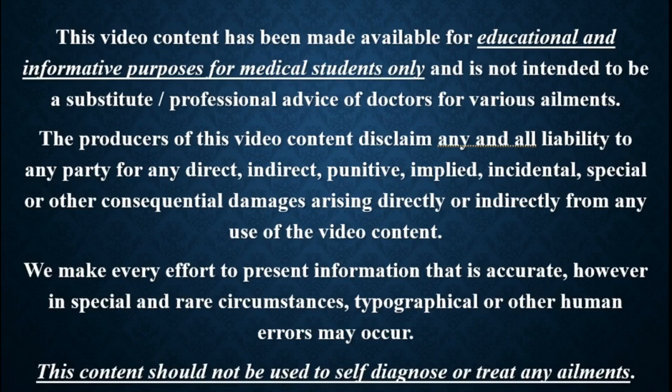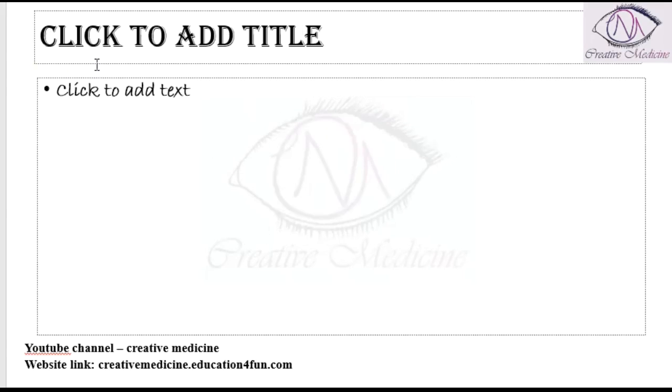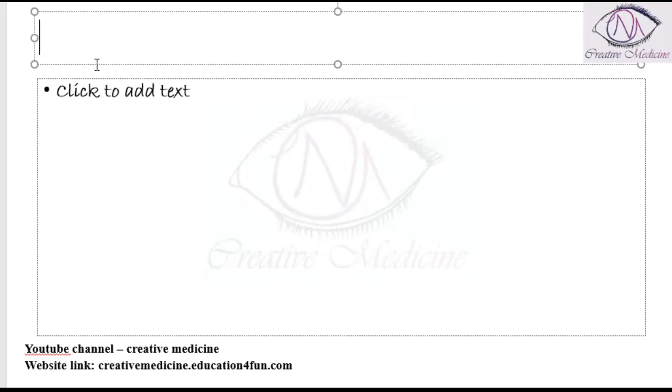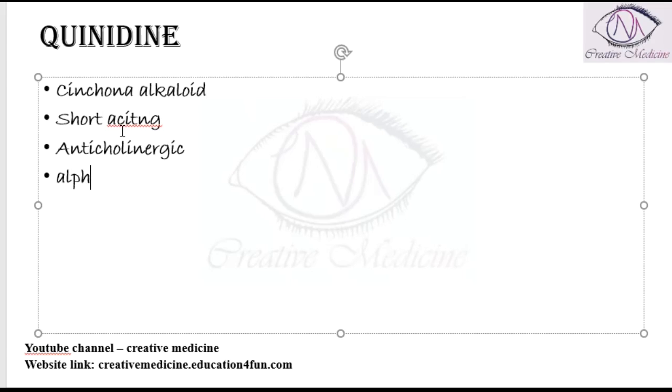In this lecture, we will learn about the Class 1A drug, which is quinidine. Quinidine is a cinchona alkaloid. It is a short-acting drug. It has anticholinergic properties and it also has alpha blocking activity.